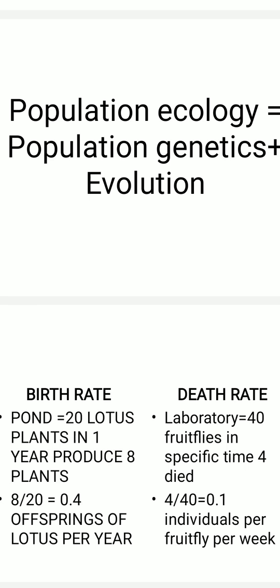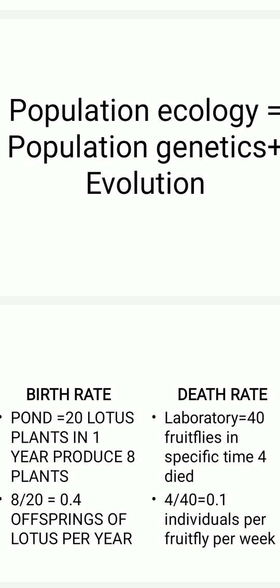Similarly, for death rate, I have taken the example of Drosophila melanogaster, commonly called the fruit fly, which was one of the famous experimental materials, an insect, used by Thomas Hunt Morgan for genetic studies. That we will study in detail under the genetics chapter. Here, the fruit fly's common name is Drosophila melanogaster.